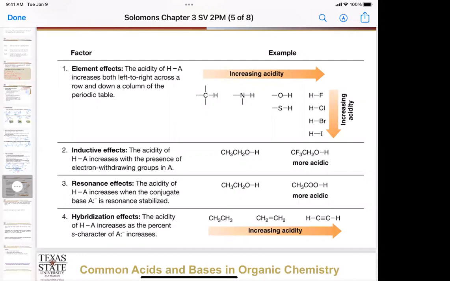And then the last thing is hybridization. And this is most important for you to remember in the hydrocarbon series. Alkanes are sp3 hybridized. Alkenes are sp2 hybridized. Alkynes are sp hybridized. And it gets more and more acidic as you go to that higher and higher s character. All right, questions?